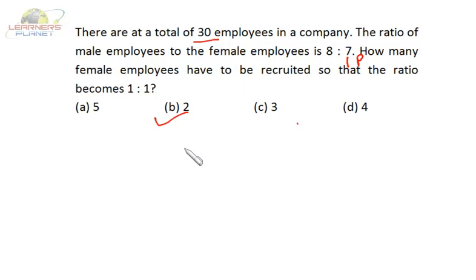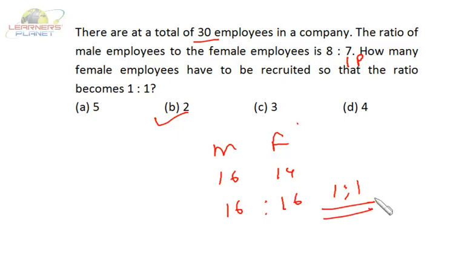I just elaborate it over here. 30 employees, male, female, 16 and 14. I am recruiting 2 females over here. So they will be 16 and males are 16. So the ratio is 1:1. As simple as that.